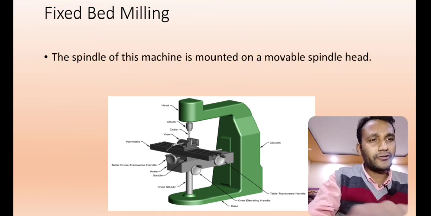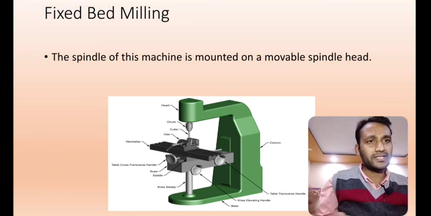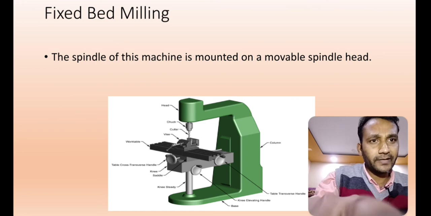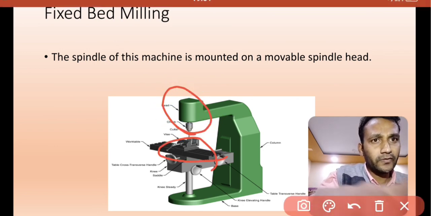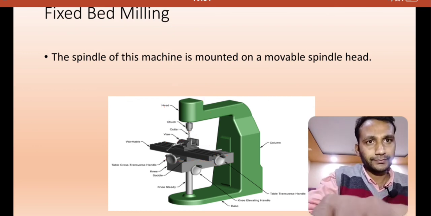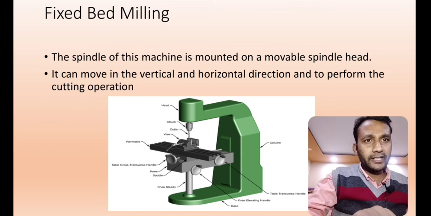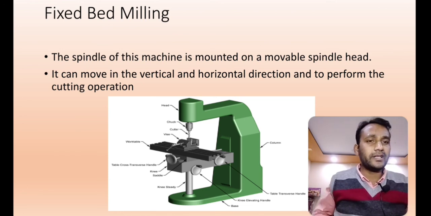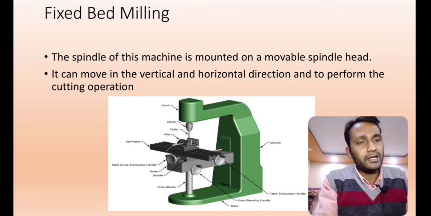Spindle of the machine is mounted on the moving spindle head. This is something which I have told you. Basically this is the spindle head over which the spindle is mounted, and in the spindle the milling cutter is mounted. It can move vertically and horizontally to perform the cutting operation. So there can be movement in the vertical and horizontal direction to perform the cutting operations.